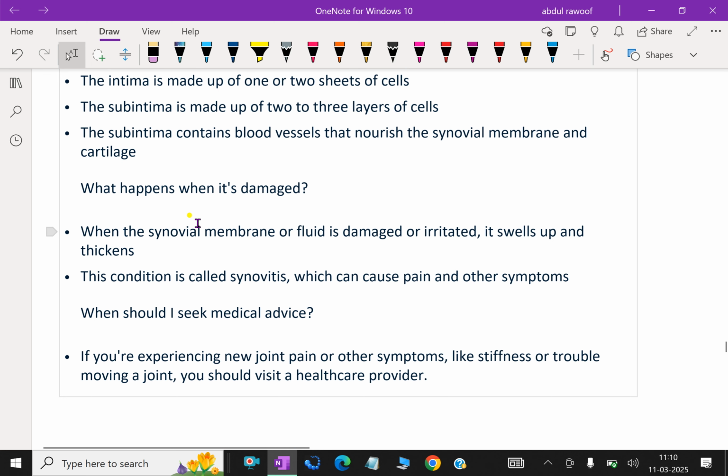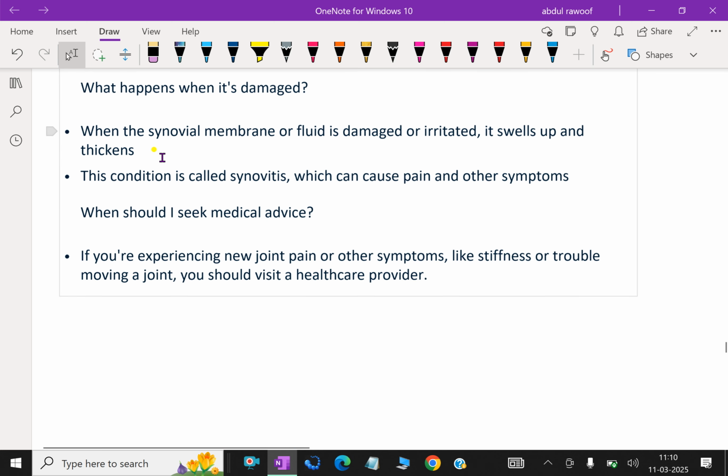What happens when it's damaged? When synovial membranes or fluid is damaged or irritated, it swells up and thickens. This condition is called synovitis, which can cause pain and other symptoms. When should I seek medical advice for this? If you are experiencing new joint pain or other symptoms like stiffness or trouble moving a joint, you should visit a healthcare provider.